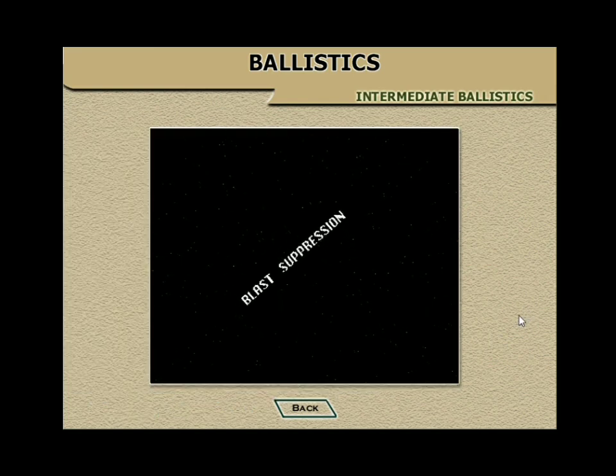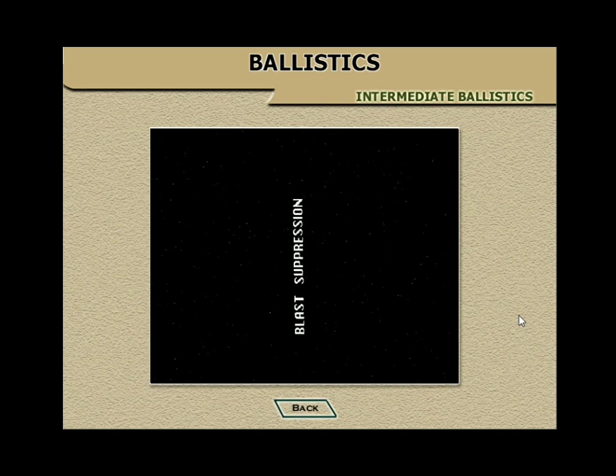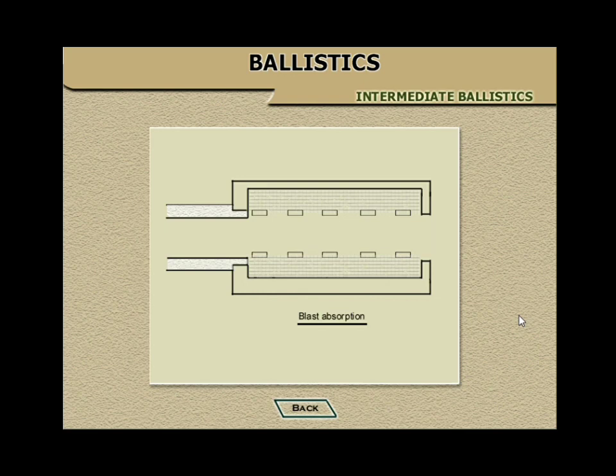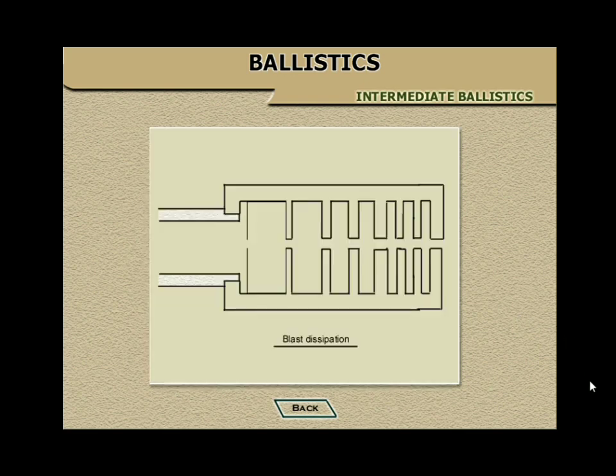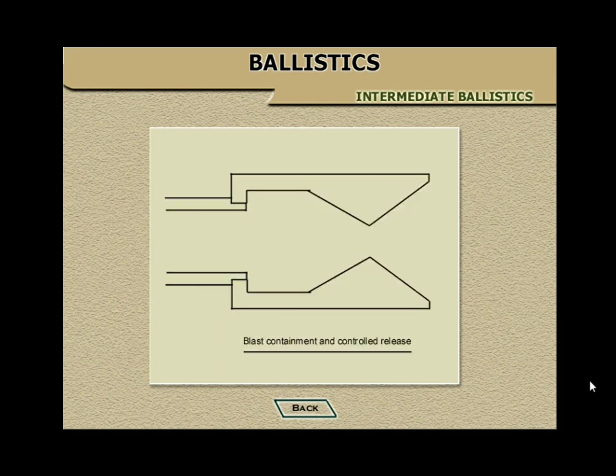Blast suppression. The blast shock from small caliber guns can be suppressed by a silencer attached to the muzzle. A silencer never totally silences a weapon. It just reduces the intensity of the muzzle blast. Consequently, silencers are often known as moderators. The three methods of blast suppression commonly employed in silencers are blast absorption, blast dissipation, blast containment and controlled release.